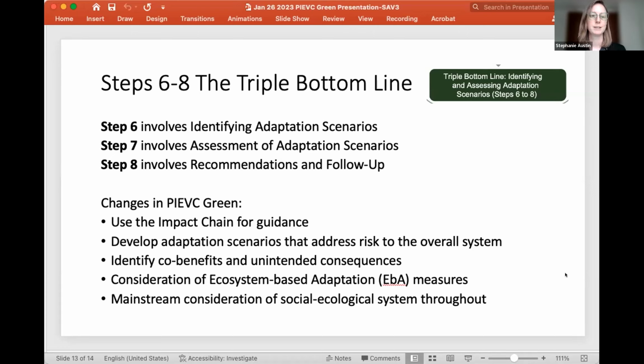We've also, of course, really emphasized consideration of ecosystem-based adaptation measures, and generally throughout tried to mainstream consideration of social ecological systems. So otherwise, as I mentioned previously, this triple bottom line was a separate document, and now we've brought it into the core of the PIEVC Green Protocol. And next slide, please.